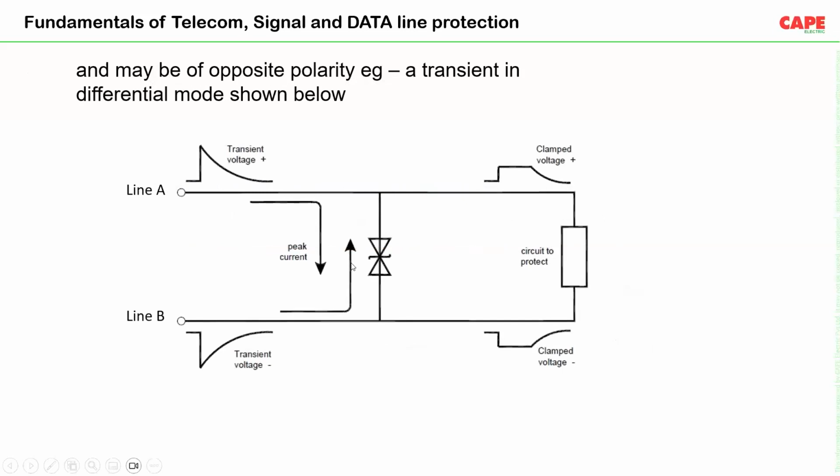Here we have shown an example of differential mode communication. The transient can be of opposite polarity also. You can see two lines, line A and line B, carrying two signals, so the transient can be on the positive side as well as the negative side on line B. The positive transient will be clamped on the positive side, whereas the negative transient will be clamped on the negative side.